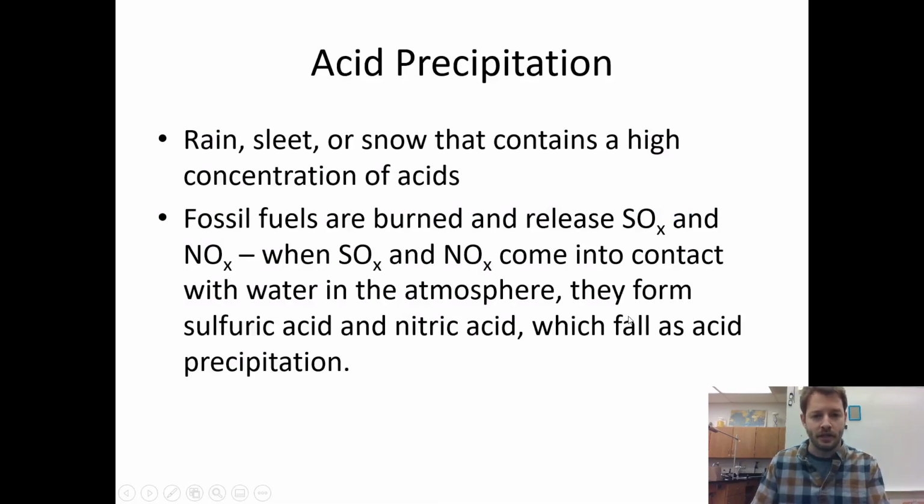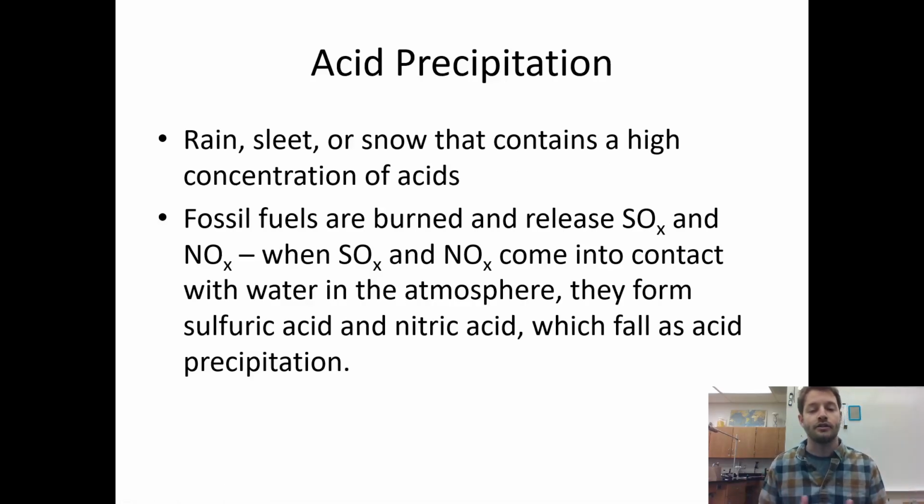So what acid precipitation is, more commonly referred to as acid rain, but as you can see, it could be sleet or snow as well. So that's why we use the term acid precipitation. So acid precipitation contains high concentrations of acids.